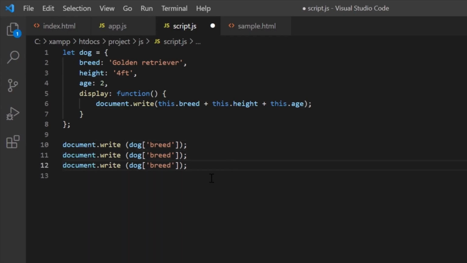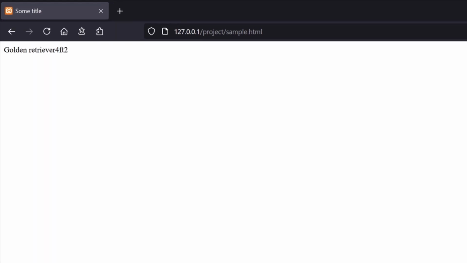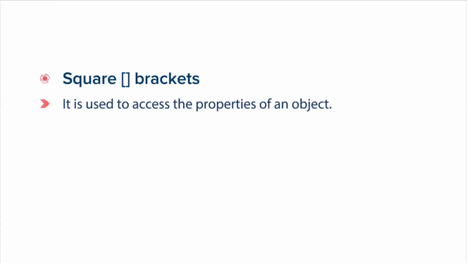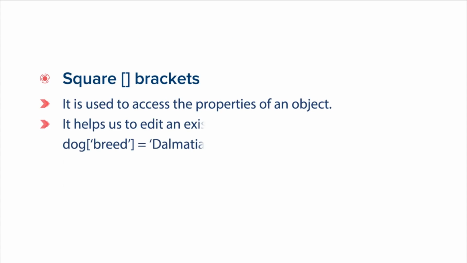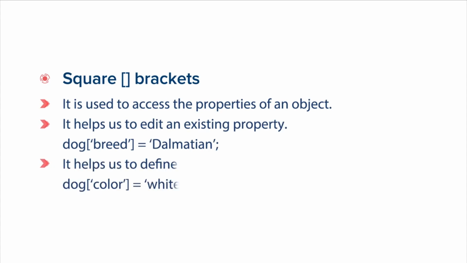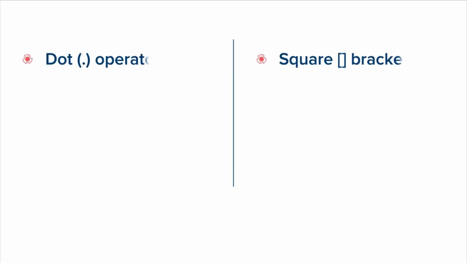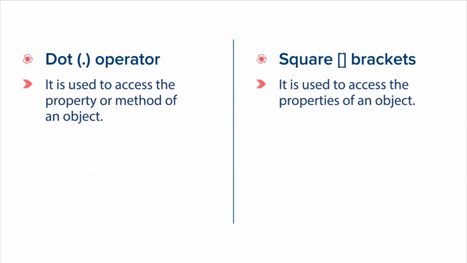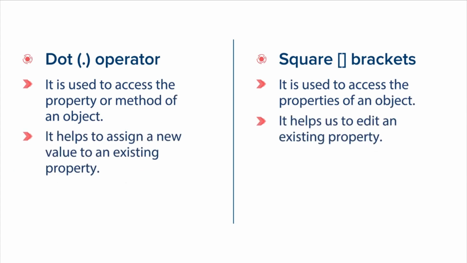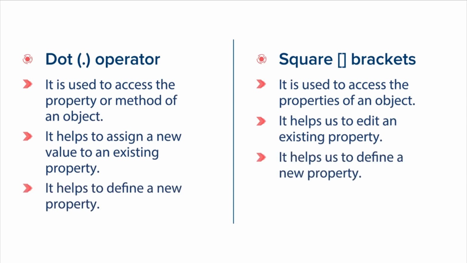Similarly, for height and age property, we can use square brackets like this to access the properties. Like a dot operator, square brackets also give us flexibility to edit an existing property or define a new property. So based on our understanding, both the dot operator and the square brackets help us to access properties of an object. Also, they both allow us to edit any existing property or even define a new property.